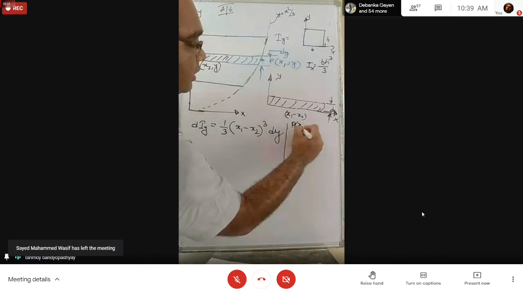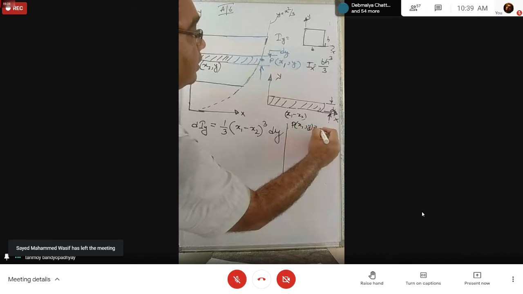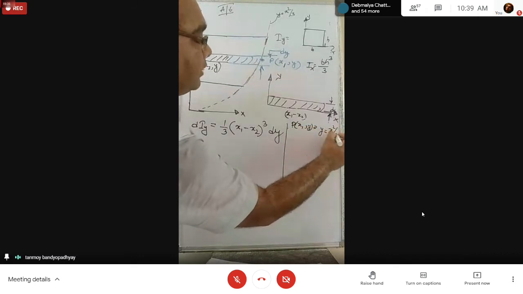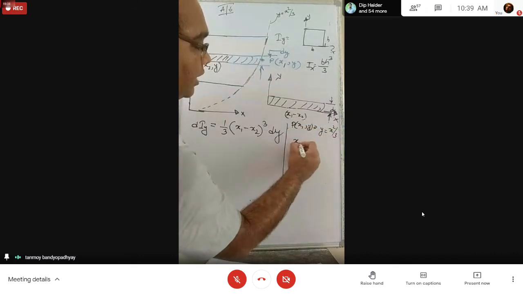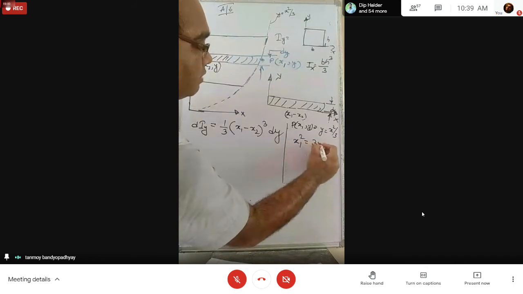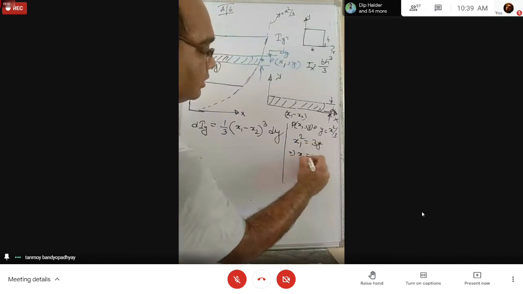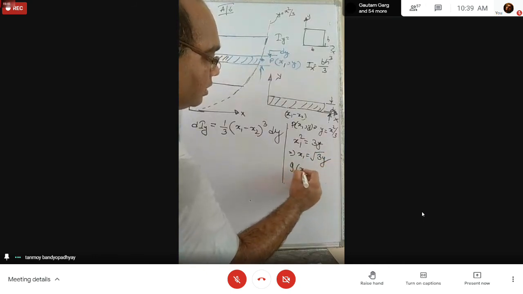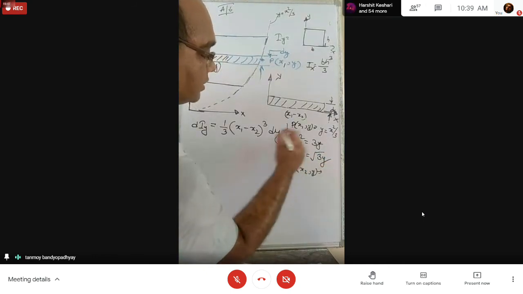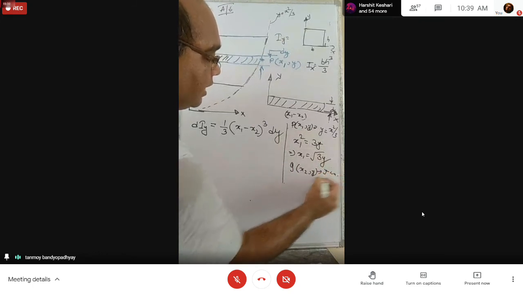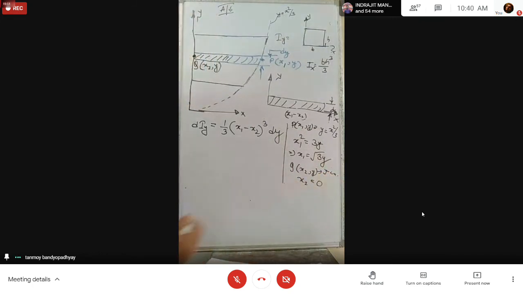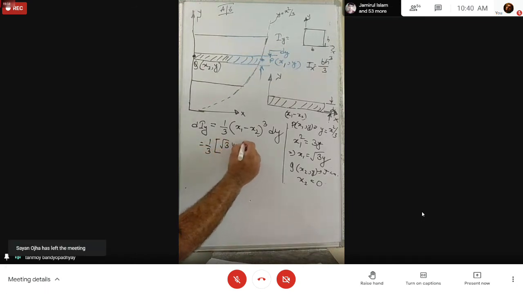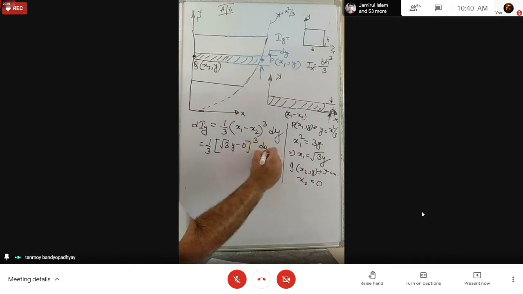P is x1 comma y, and it lies on the curve y is equal to x square by 3. So if I put it, x1 square is equal to 3y. So x1 should be equal to root 3y. And Q is x2 comma y, it lies on the y-axis. That is why x2 will be equal to 0. So this one reduces to 1/3 into root 3y minus 0 whole cube into dy.